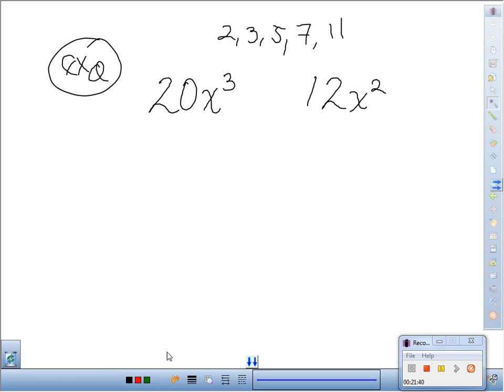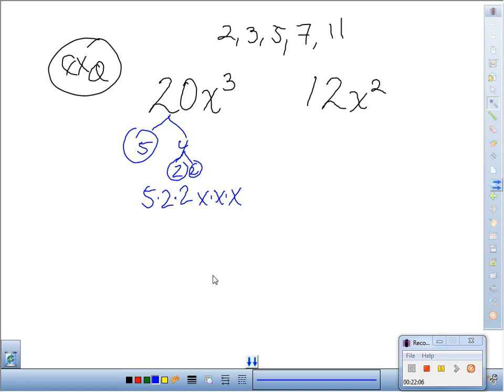All right. Start with this one. Help me out. Maria, go. Yeah, because 5, okay, 5 times 4. And the 4? 2 times 2. Okay, so this is 5 times 2 times 2. We're done with a number. How about x cubed? How can we write it in an expanded form? X times x times x.